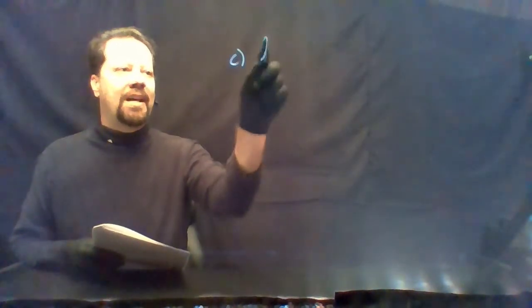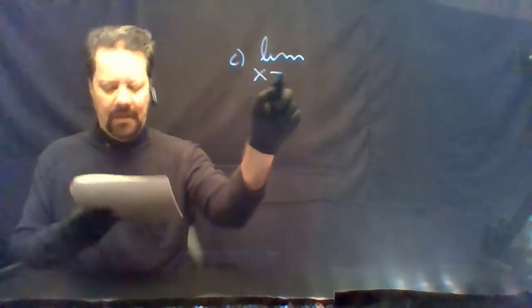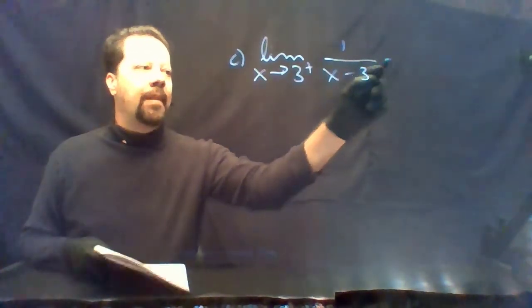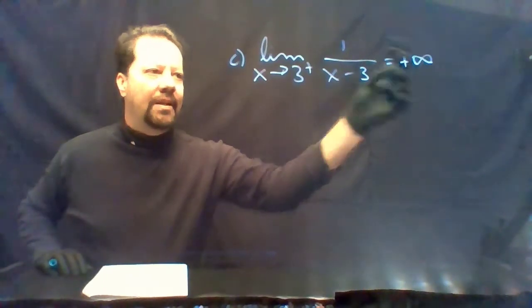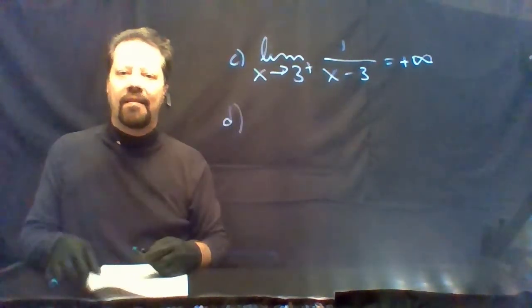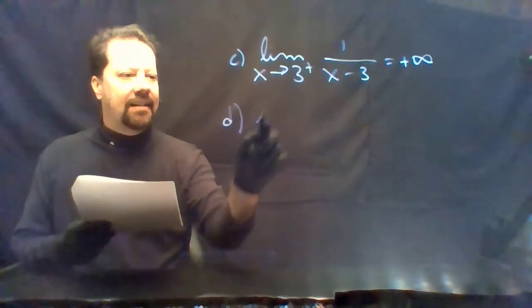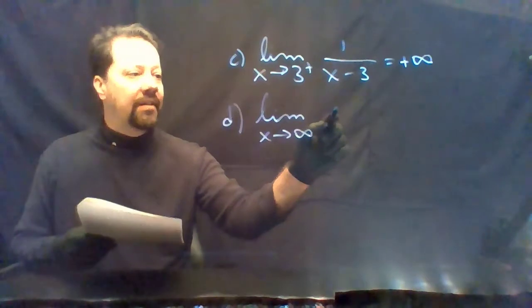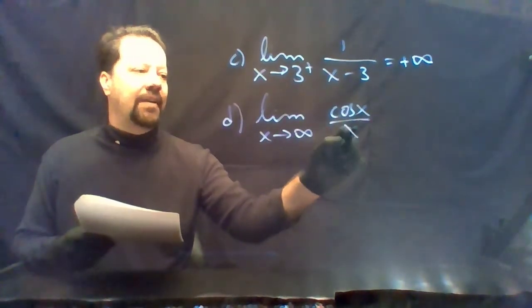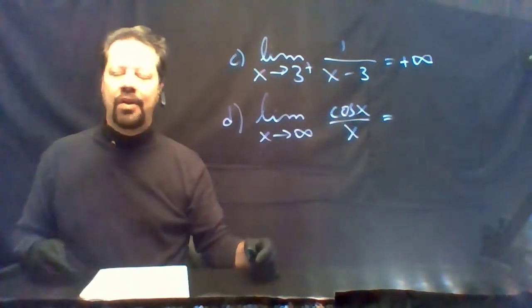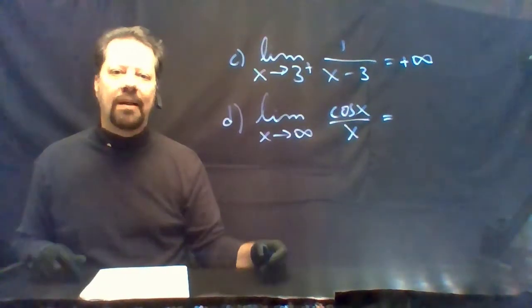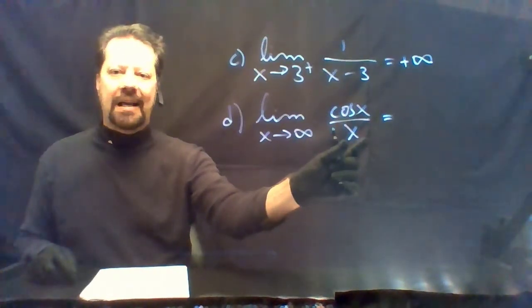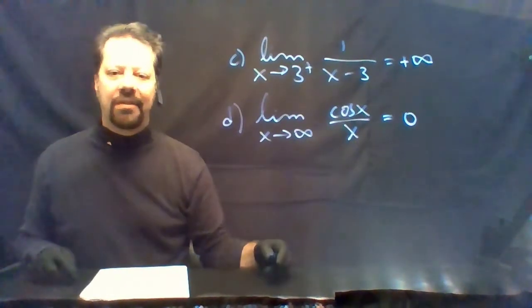On part C, we have the limit as x goes to 3 from the right of 1 over x minus 3. You should be able to immediately see that you get plus infinity. On part D, we're taking the limit as x goes to infinity of cosine x over x. The numerator is bounded between -1 and 1, so we can use the squeeze theorem to prove that since this is bounded and the bottom is blowing up, the whole thing is driven to 0.